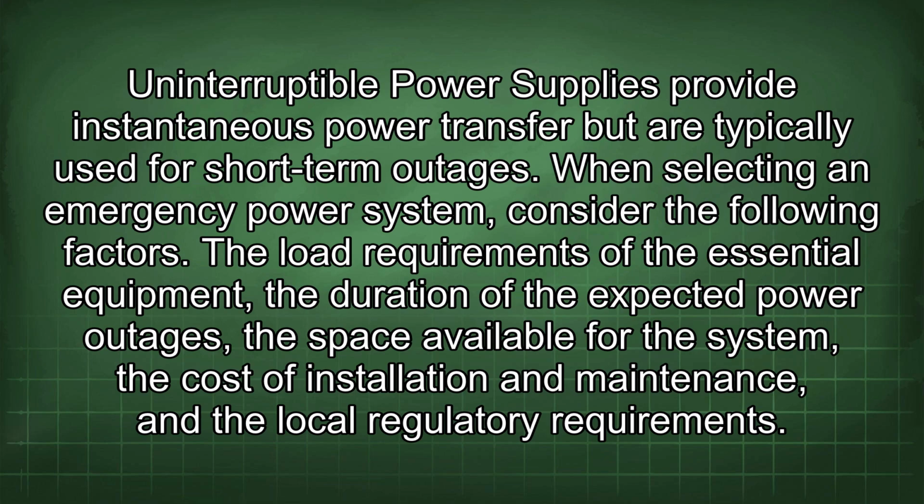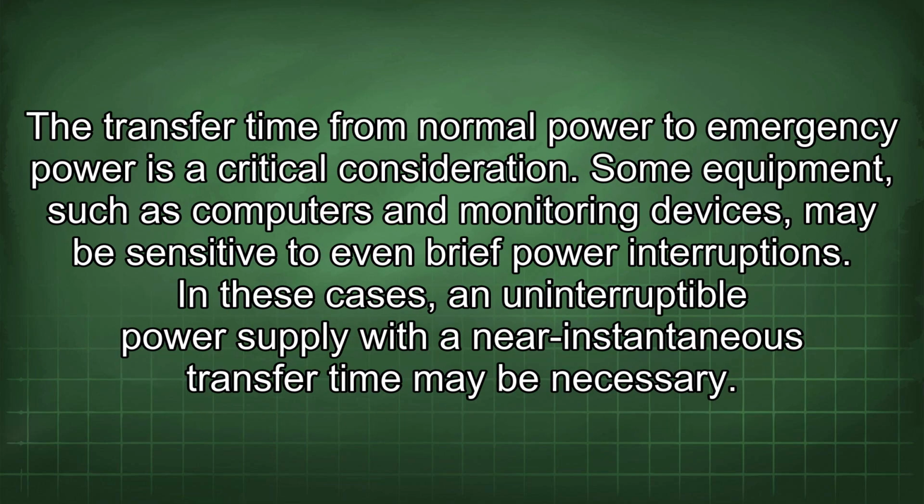When selecting an emergency power system, consider the following factors: the load requirements of the essential equipment, the duration of the expected power outages, the space available for the system, the cost of installation and maintenance, and the local regulatory requirements. The transfer time from normal power to emergency power is a critical consideration. Some equipment, such as computers and monitoring devices, may be sensitive to even brief power interruptions.